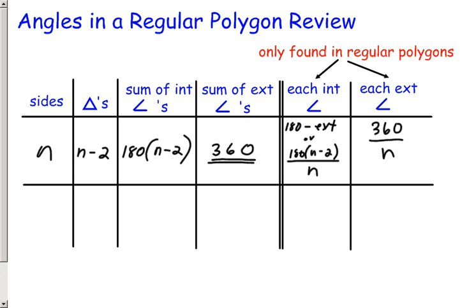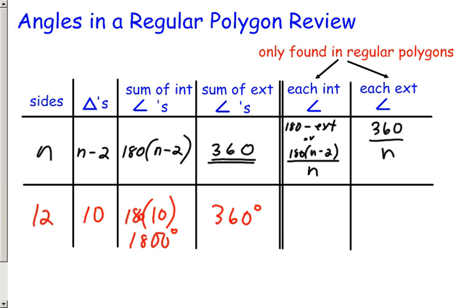So if I have 12 sides, that means I have 10 triangles. That means I have 180 times 10 degrees, which is 1800 degrees. The sum of the exterior angles doesn't change. It doesn't matter what I'm looking at, it's 360. So you're always going to be able to find these three things.